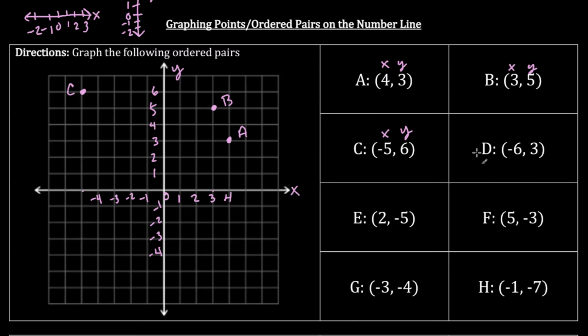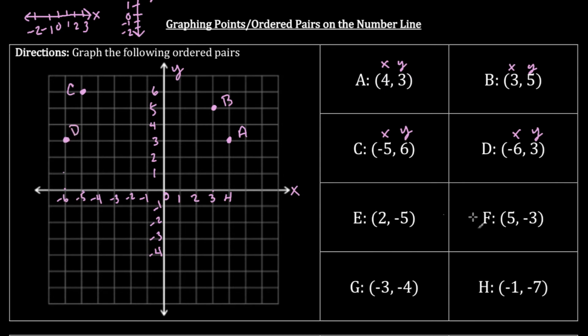Okay, so the letter D, -6, +3. So remember, this is my x coordinate. This is my y coordinate. I'm going to go left 6. -6, so right here, and then +3. 1, 2, 3.